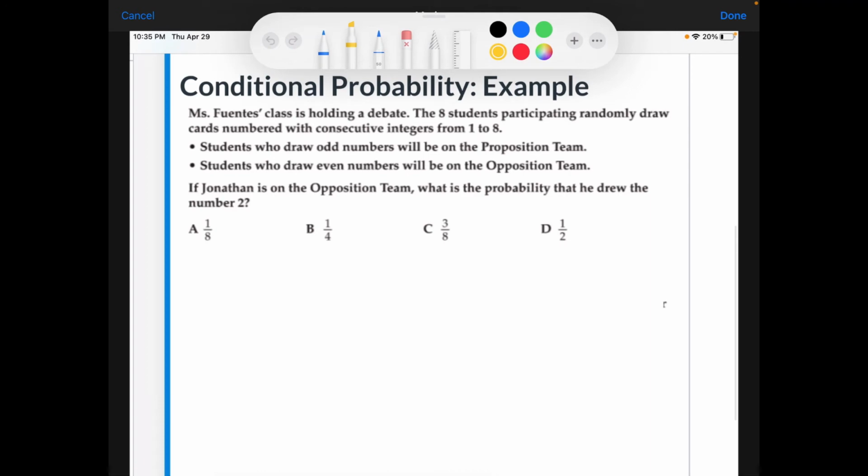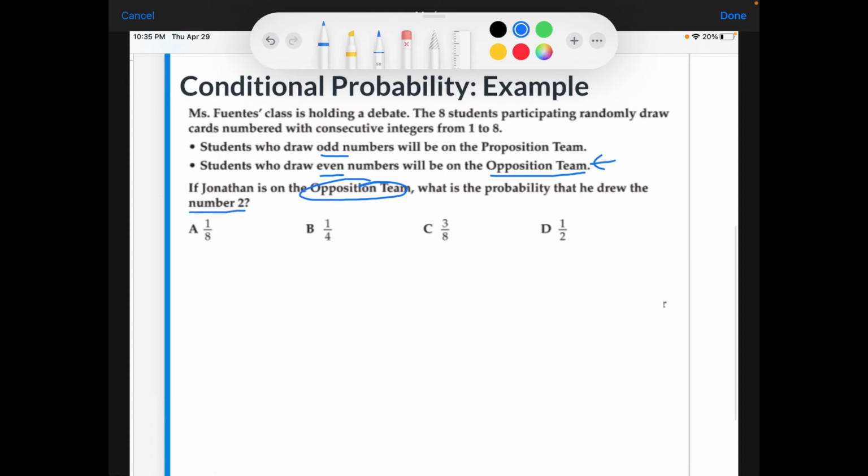So Ms. Fuentes' class is holding a debate. The 8 students participating randomly draw cards numbered with consecutive integers from 1 to 8. Students who draw odd numbers will be on the proposition team. Students who draw even numbers will be on the opposition team. If Jonathan is on the opposition team, okay, if he's on the opposition team, what is the probability that he drew the number 2?